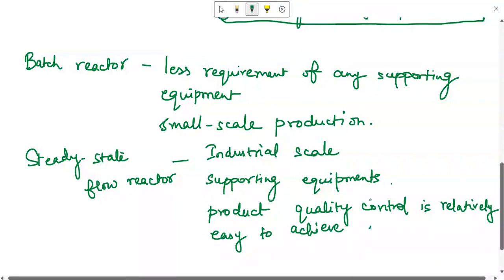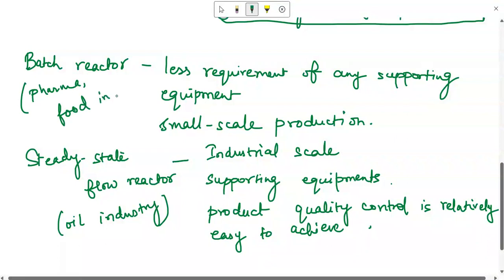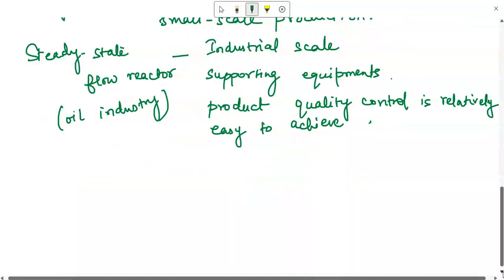Okay, and this kind of reactors are very widely used in oil industry. Batch reactors are widely used in pharma industries or food industries and so on. Okay, also in case of specialty chemicals, these batch reactors are very prevalent. The next type is a semi batch reactor.